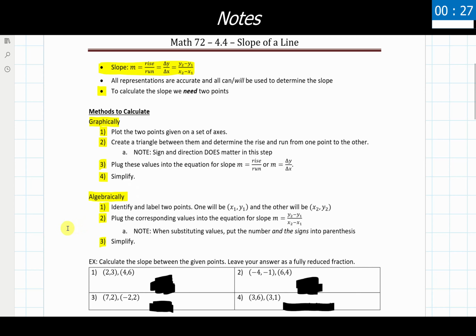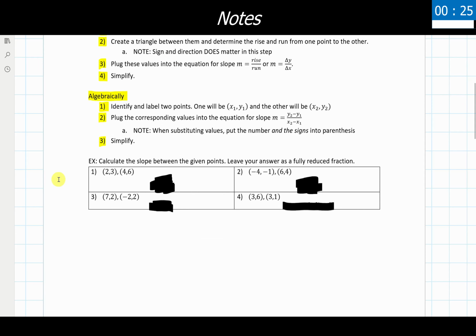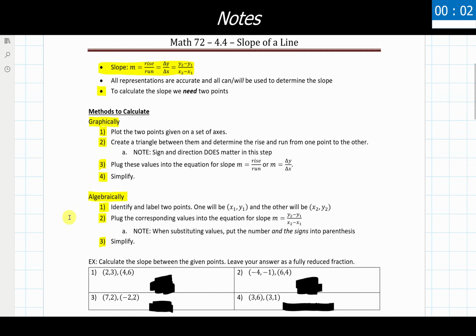Now, we have 4 examples that we're going to take a look at. I want to go through both approaches: graphically, how we see them and calculate the slope, and also a couple examples where we solve them algebraically. So I'm going to mix and match these 2 processes with these 4 examples just to give you a good idea of what these things look like and types of ways we can solve them.